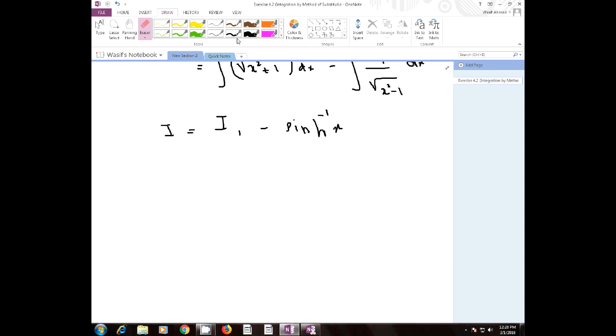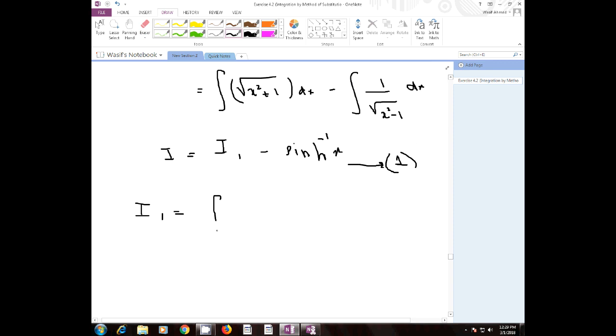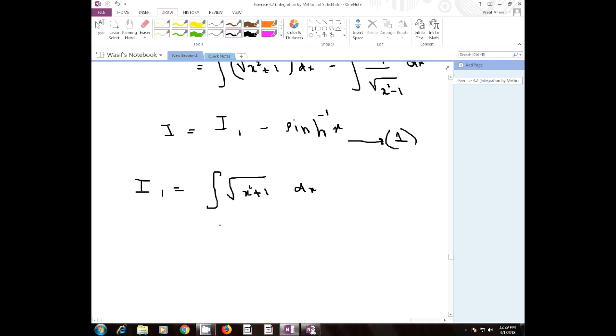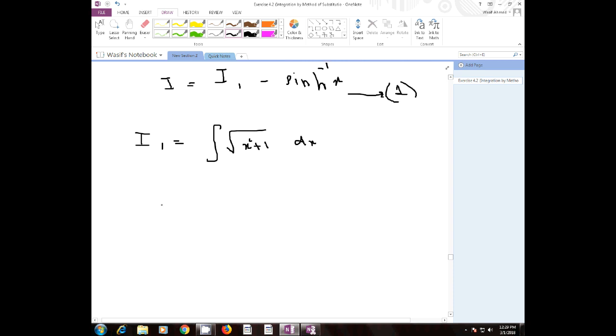Now we will solve the integral I1 separately. Mark this as equation number 1 and solve the integral I1. I1 is equal to the integral of square root x square plus 1. Since this is the form of a square plus x square, we have two choices: we can put x is equal to a tan theta or x is equal to a sine hyperbolic theta. Since in equation number 1 we have a sine hyperbolic inverse x, we will put here x is equal to a sine hyperbolic theta, and a is 1.